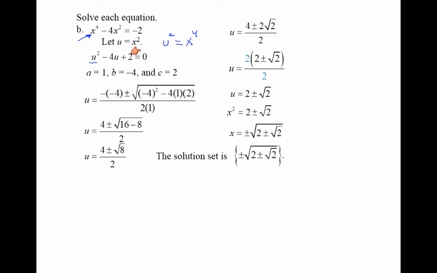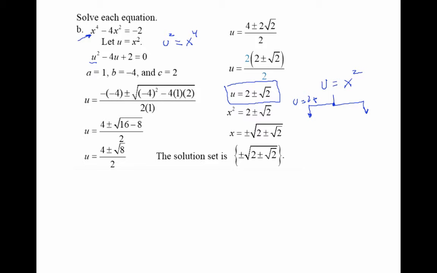Remember, we're not solving for u, we're solving for x. So then we have to go back to our original assumptions. Now I find u. Now I need to go back to my original assumption. I said u is equal to x squared. So I need to solve for x. There are two cases here.